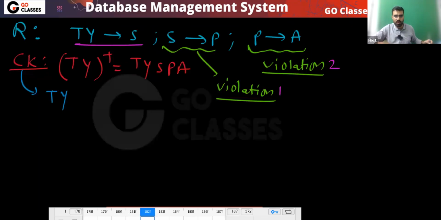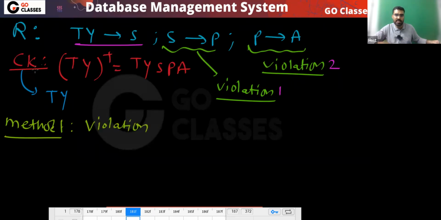Now you have two violations. Now you apply algorithm 1. What is method 1 that you apply? You apply it on the violation. First you take violation 1. Let's start with violation 1.